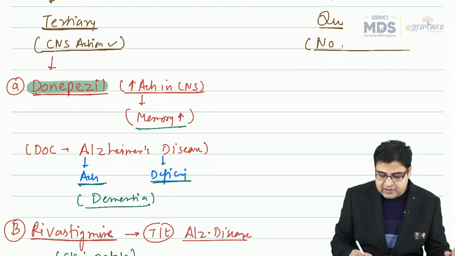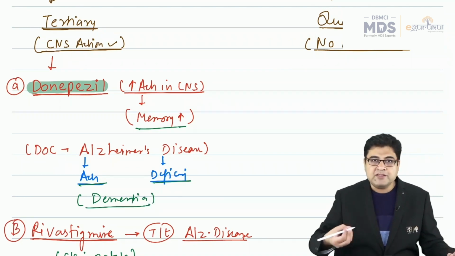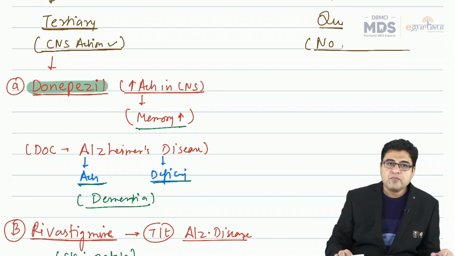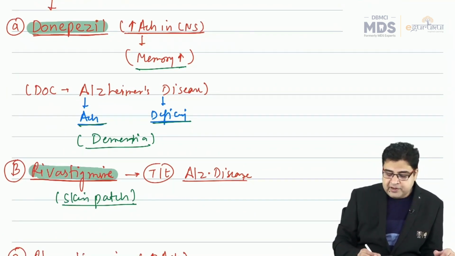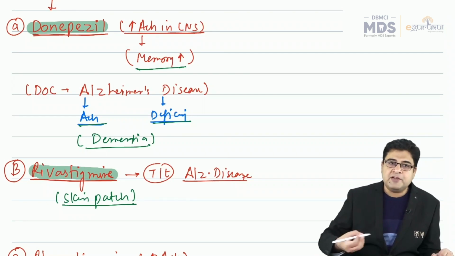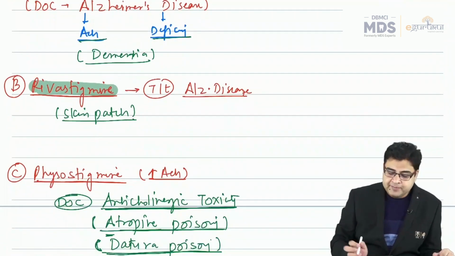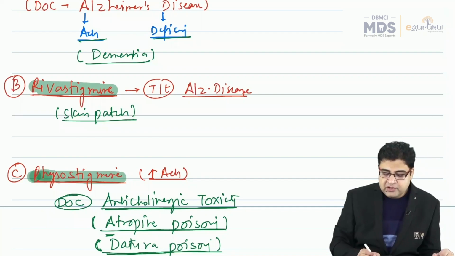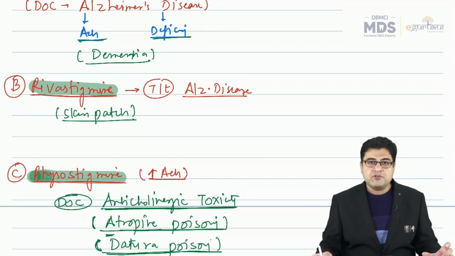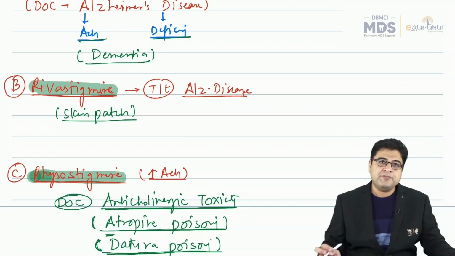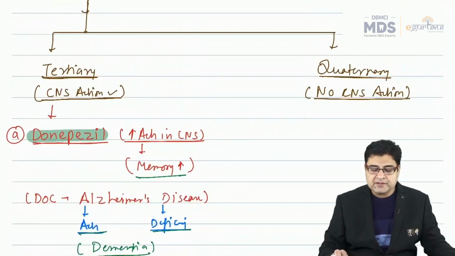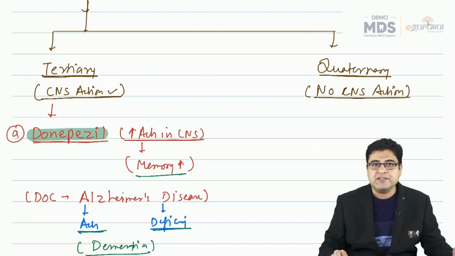What is dementia, guys? Dementia is forgetfulness; the patient has loss of memory. Donepezil is considered the drug of choice. Rivastigmine can also be given for the same disease but in the form of a skin patch. The third medicine we have discussed is physostigmine, the drug of choice or antidote of choice for anticholinergic poisoning or atropine poisoning. These medicines are considered tertiary medicines that act on your CNS.